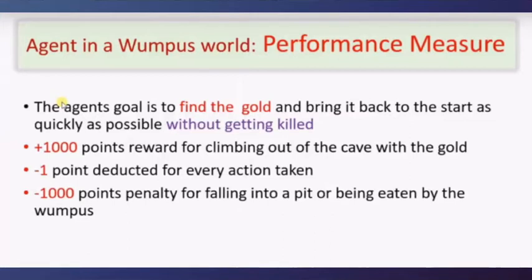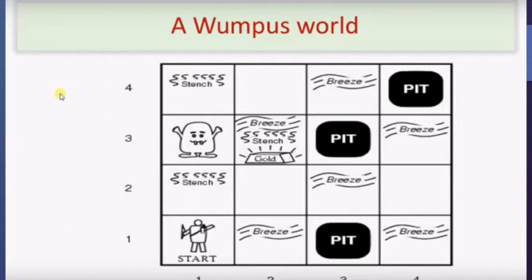What is the goal of the agent? This is the agent. Okay, so this particular agent is in 1 comma 1. This agent has to do something. What does it have to do? It has to find the gold. After getting the gold, it has to come back, and this is the door from where it entered, and this is the door from where it goes out. So let's see what it says.